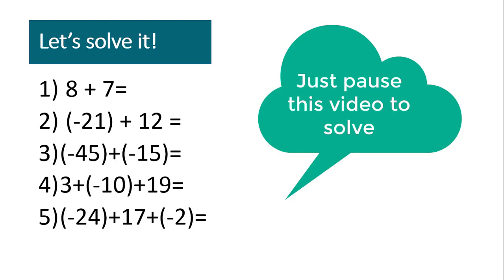In order for you to gain more knowledge, let's have a short quiz. Number 1, we have 8 plus 7. Number 2, we have negative 21 plus 12. Number 3, we have negative 45 plus negative 15. Number 4, we have 3 plus negative 10 plus 19. Number 5, we have negative 24 plus 17 plus negative 2.